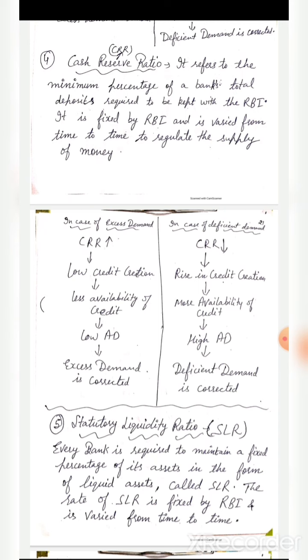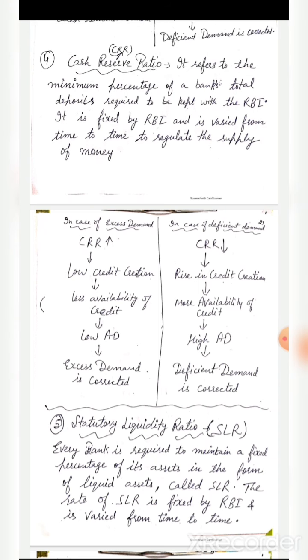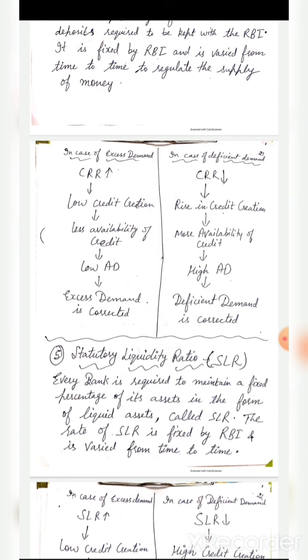In case of excess demand, CRR will be high, and in case of deficit demand, CRR will be low. If CRR is high, then there is low credit creation. If commercial banks deposit more money with the RBI as a fixed percentage, they will have less money with them, and so less credit creation capacity. Then availability of credit will be less, AD will be low, and excess demand can be corrected.